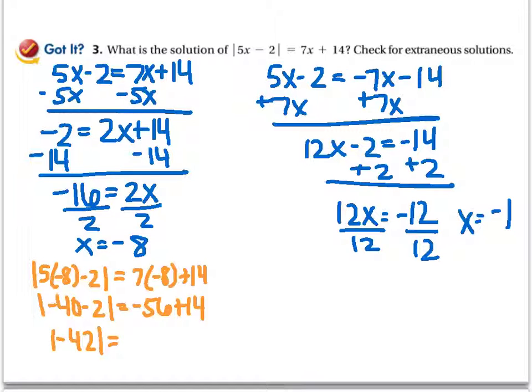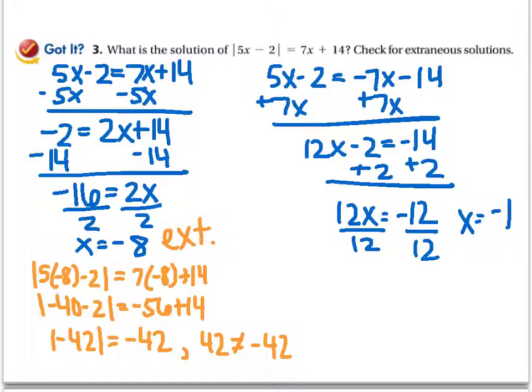equal, the absolute value of negative 42 equals negative 42. That would be okay, except for that absolute value. That absolute value means, hey, what's the distance of negative 42 to 0? It's positive. And positive 42 does not equal a negative 42. So that's how we know that this is extraneous. So x equals negative 8? Sure, it's our solution until we plug it in, and then we know, hey, it doesn't work, it can't be an answer. Let's check and make sure negative 1 works.